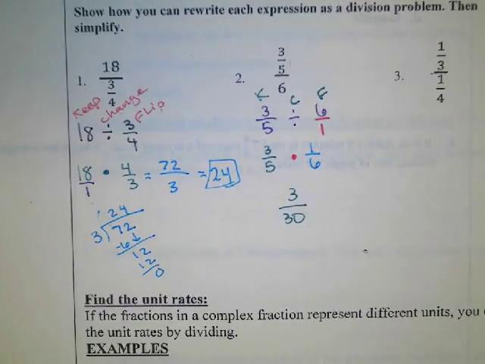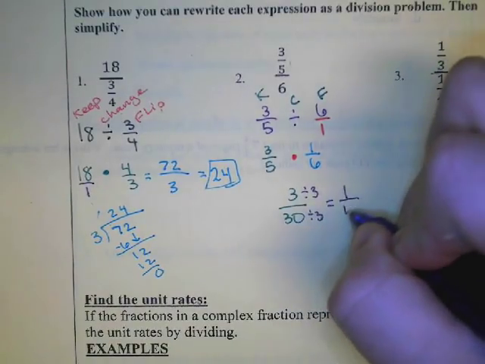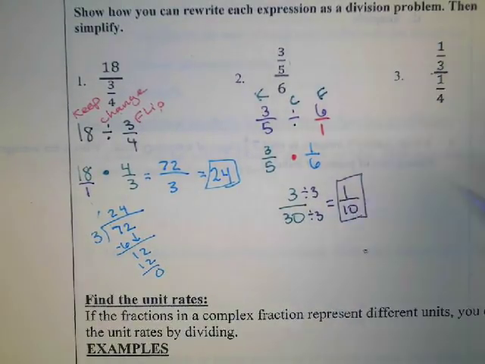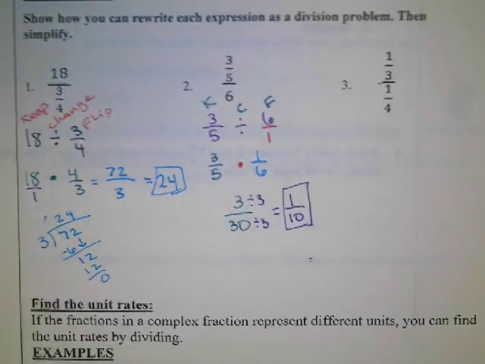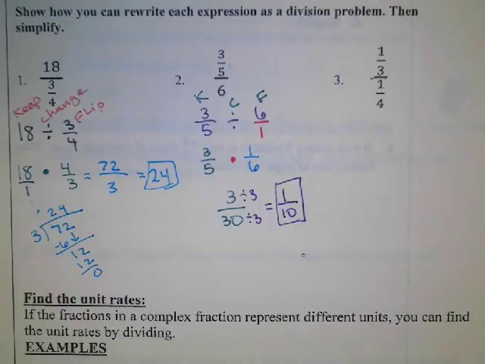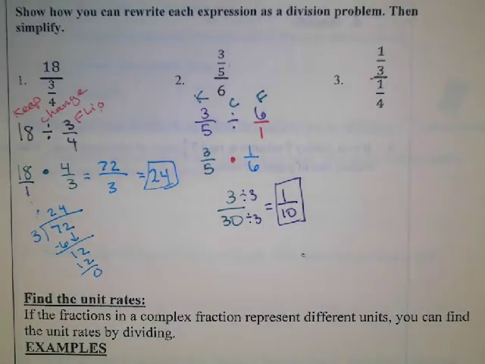Can we simplify or reduce this fraction? We can divide both the top and bottom by 3, so we get 1/10, and then we're done with that problem. So let's do one more. We're going to use that same idea. I'm going to write this as a division problem: 1/3 divided by 1/4, left to right.